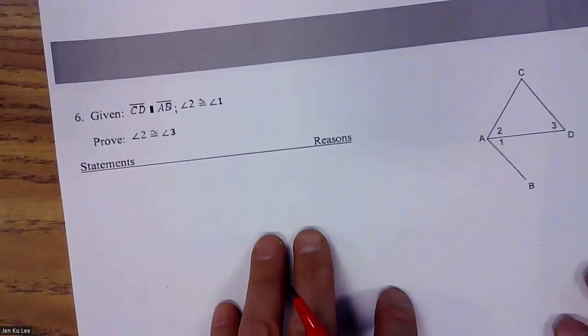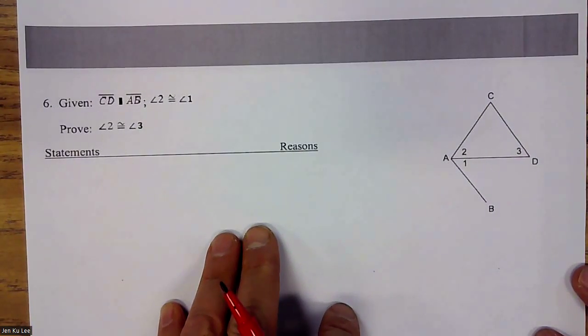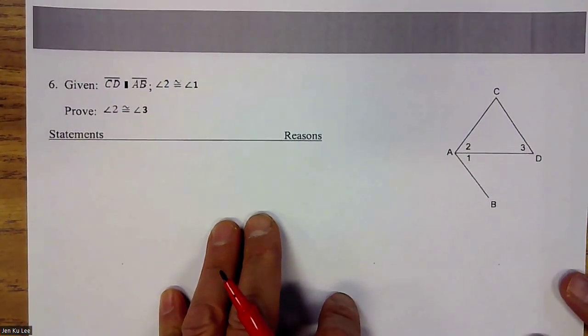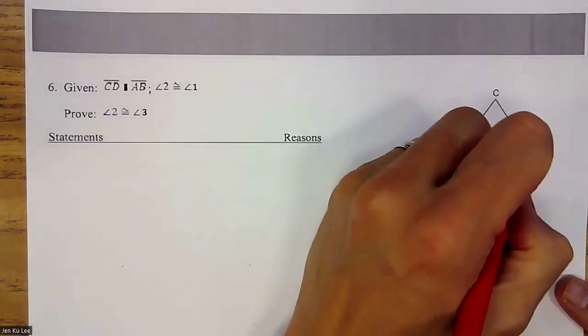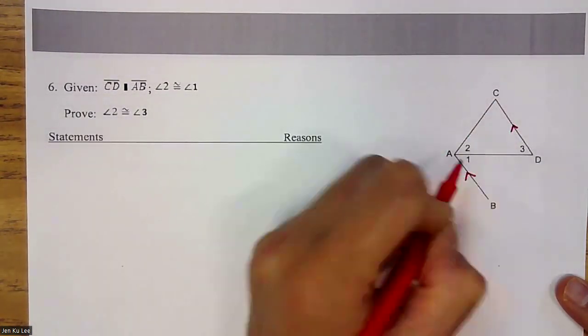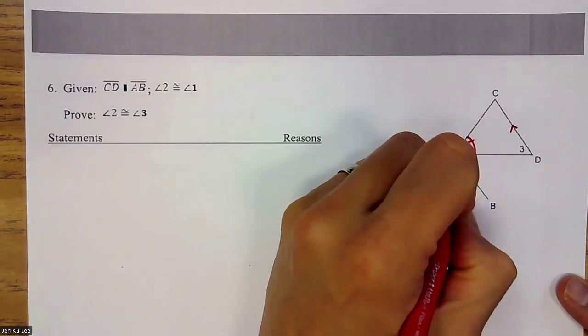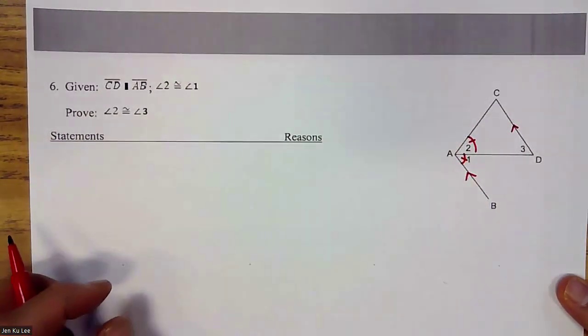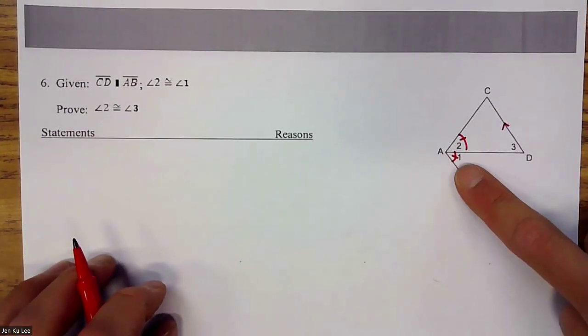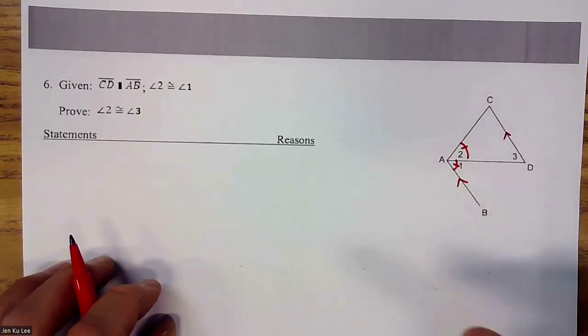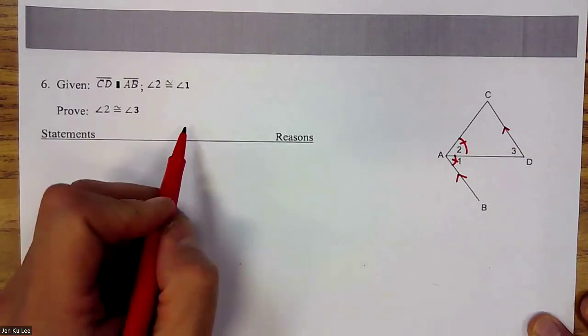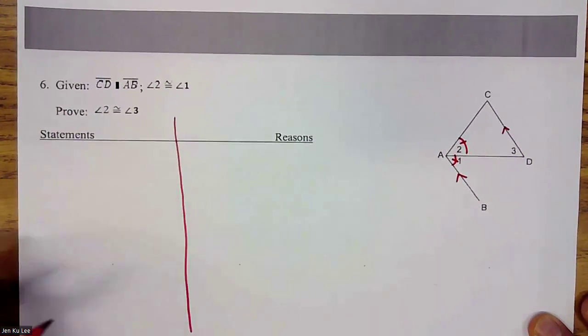All right. My last one for today, I believe. Oh no, it's not. So we're given that CD is parallel to AB, and measure of angle 1 is congruent to measure of angle 2. Notice that my given statement, I already put it in here. Okay, so that will help me kind of decipher what I have.